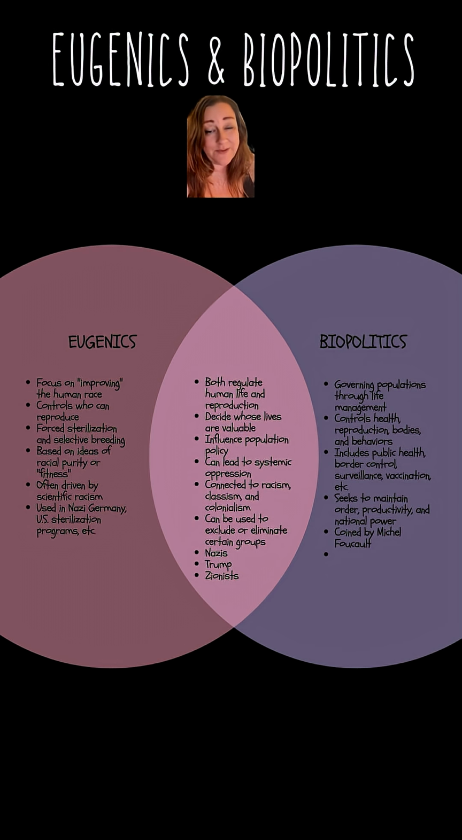So where are you on this Venn diagram? Are you in the eugenics circle, the biopolitics circle, the both section, or out here in a place where we want to fight against this BS and take care of our people?